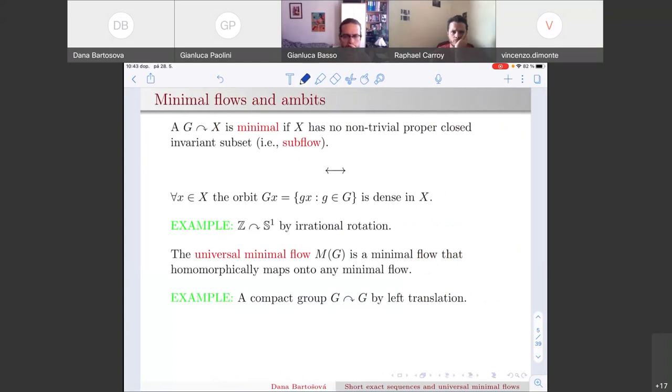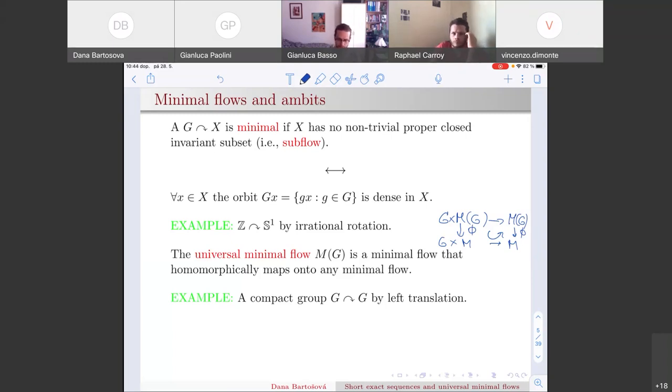So what does universality mean? It's some M_G, a phase space, but together with some action. And if we have any other minimal flow M, then there is a factor map. That means that there is a continuous map that goes from M_G to M such that it respects the respective actions, so that the square commutes. So in a way, this is the most convoluted one, and all of the minimal flows are going to be factors of that.